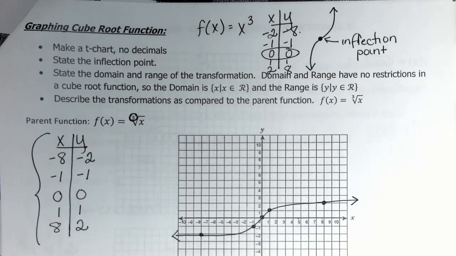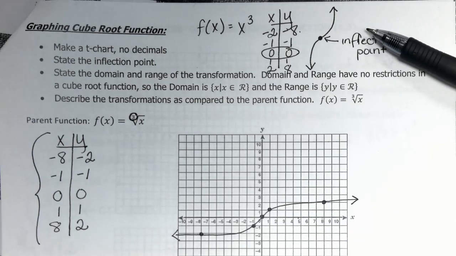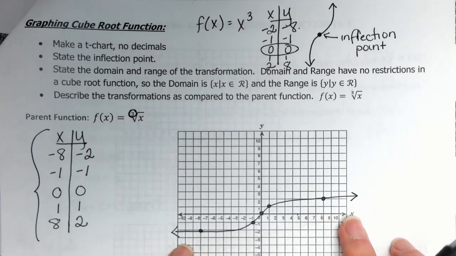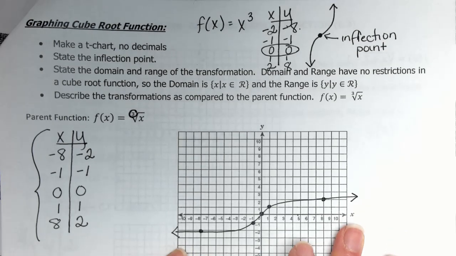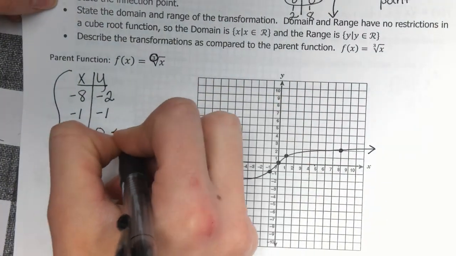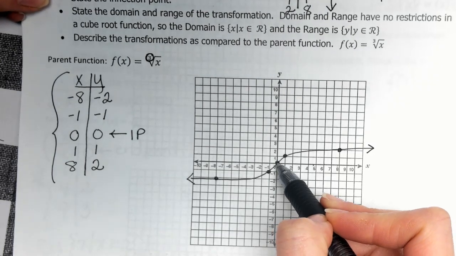When you graph that, what do you notice about the cube root of x versus x cubed? It's just on its side. Okay? So, the reason you have the full graph here is because you can take the odd root of a negative, unlike the square root. So, our inflection point, where it flattens out, is in the middle, which is at (0, 0).